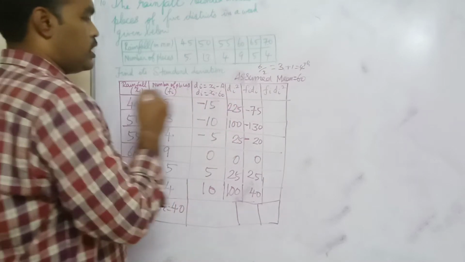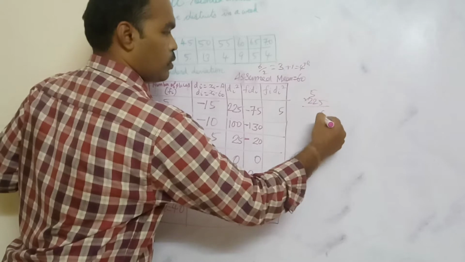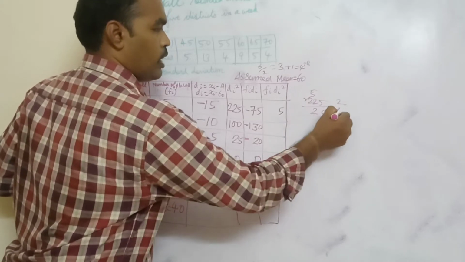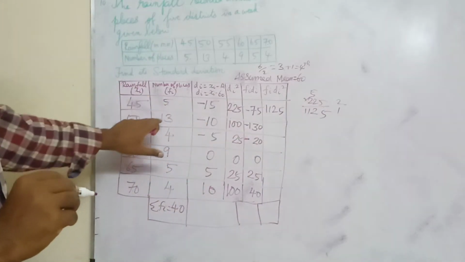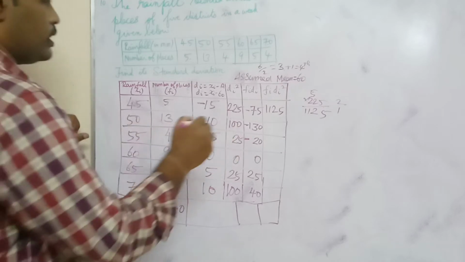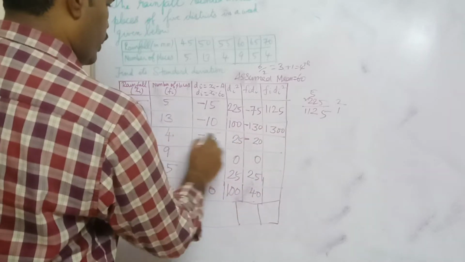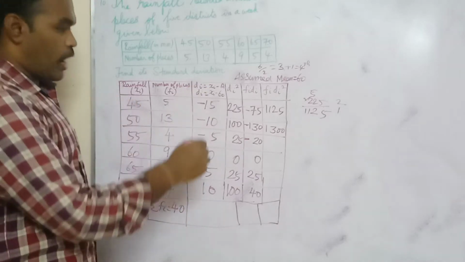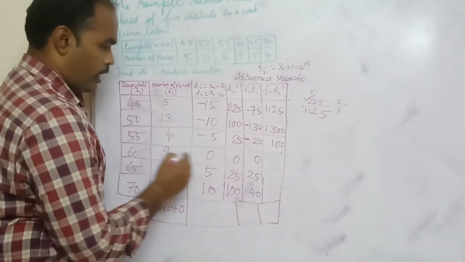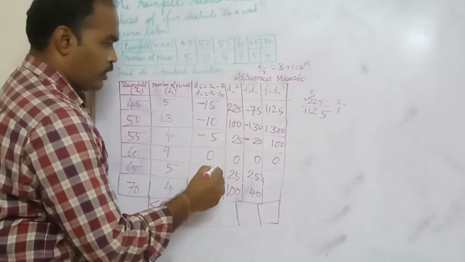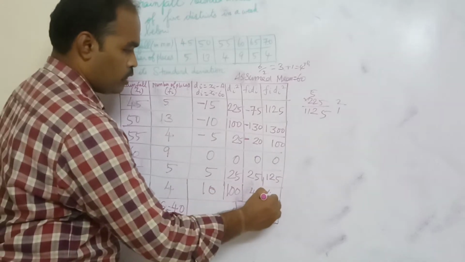Now fi into di square. 5 into 225 is 1125. 13 into 100 is 1300. 4 into 25, carefully you need to do this calculation: fi is 4, di square is 25, 4 into 25 is 100. 9 into 0 is 0. 5 into 25 is 125. 4 into 100 is 400.